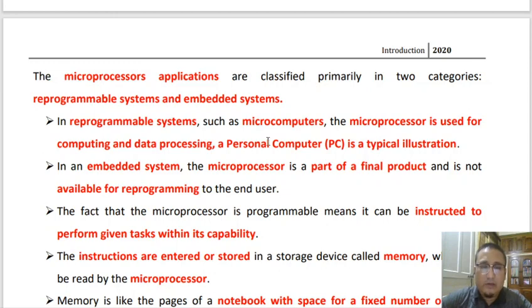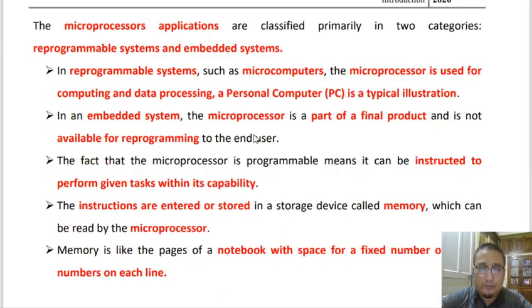Now, the fact that the microprocessor is programmable basically implies that a microprocessor can be instructed to perform a desired task defined within the capabilities of the microprocessor. Whenever a microprocessor performs an operation, it uses instructions and data bytes that are stored in a storage device called the computer's memory. So every time a microprocessor is expected to perform an operation, it reads the instructions and the data and performs the operation.